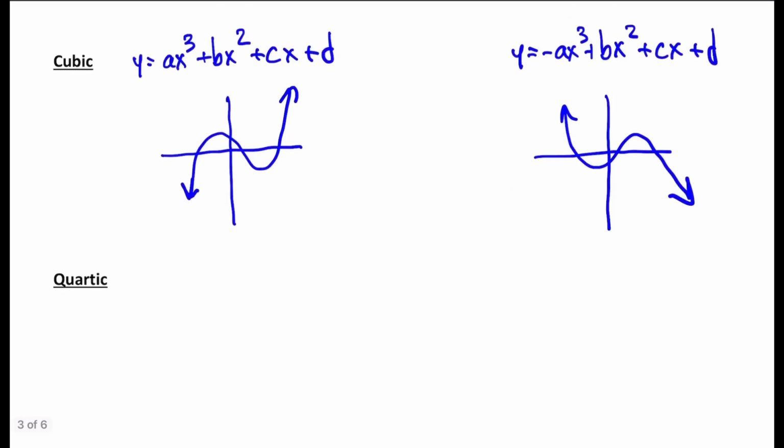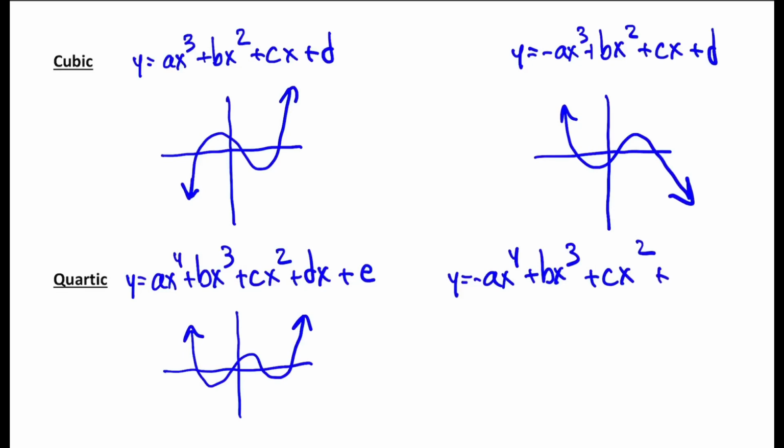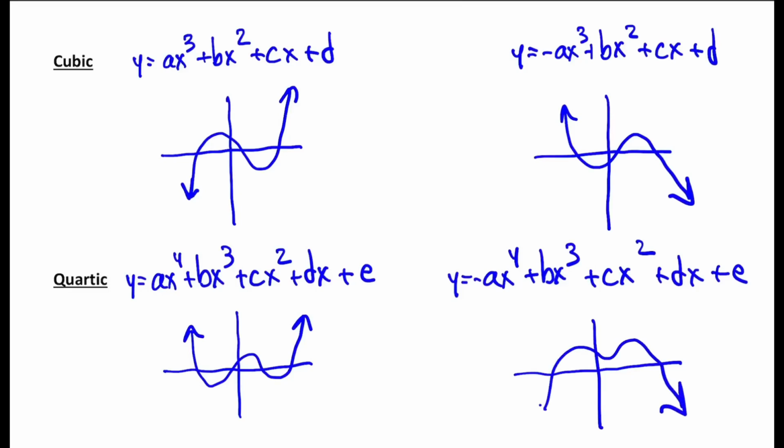And we'll go as far as a quartic, fourth degree. y equals ax to the fourth plus bx cubed plus cx squared plus dx plus e. Fourth degree. It'll look something like that. And then the negative, y equals negative ax to the fourth plus bx cubed plus cx squared plus dx plus e. And that would look something like this. Sorry, a little sloppy there. But you get the idea.